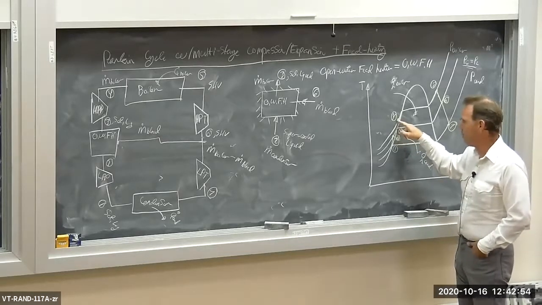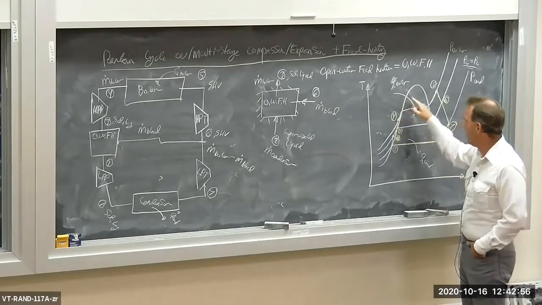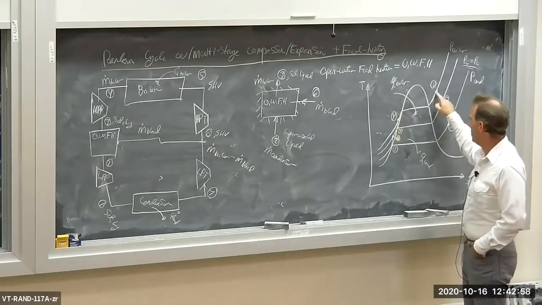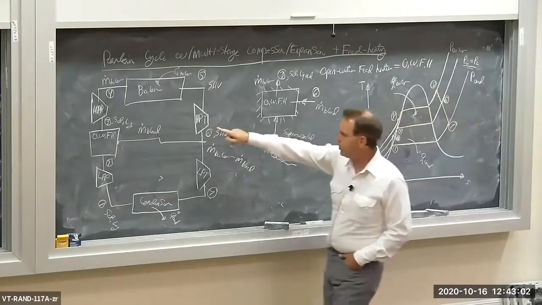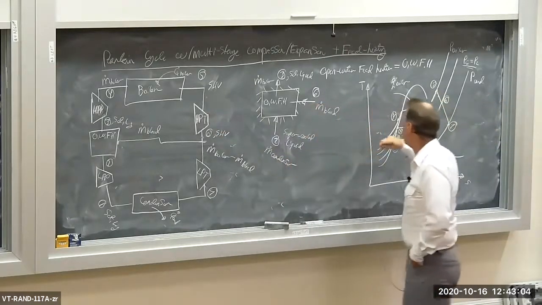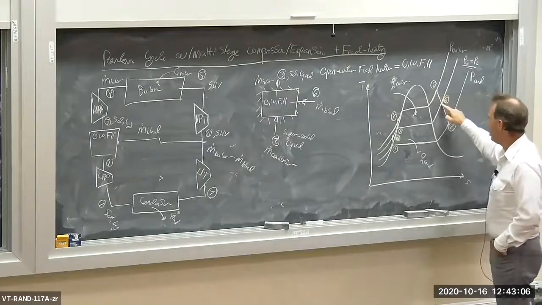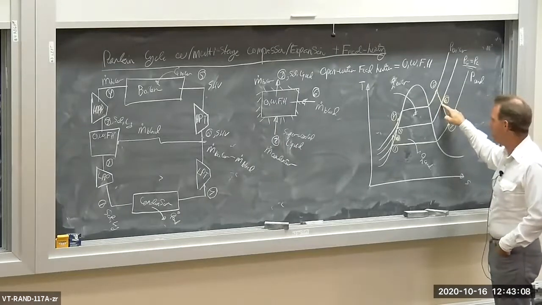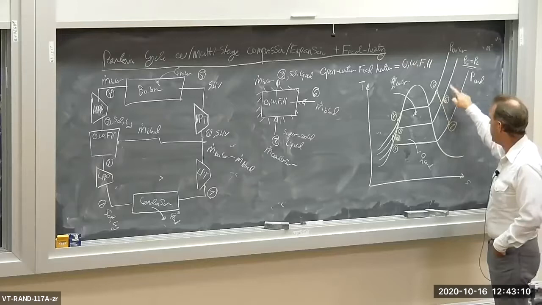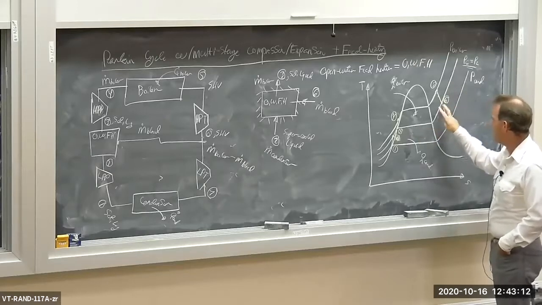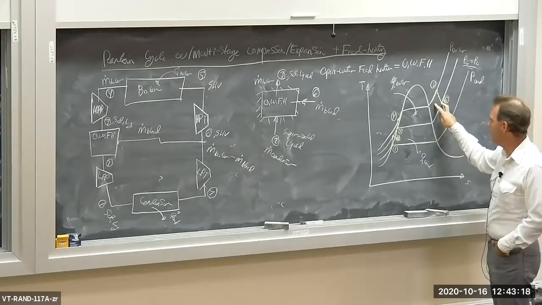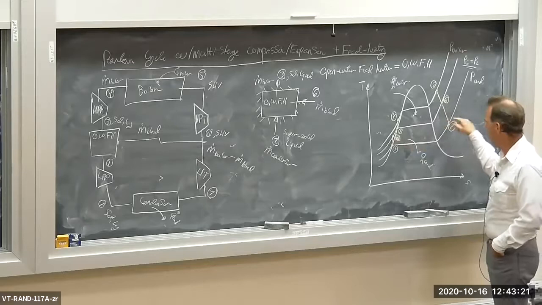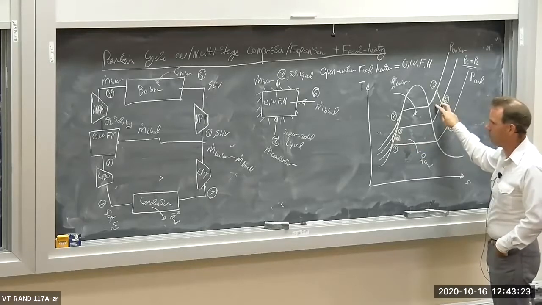The exit of the high pressure pump, we're at the boiler pressure. We add the heat in the boiler. We end up, let's say, at a superheated vapor going into the high pressure turbine. That's state 5, superheated vapor. Then we expand in the high pressure turbine down to the intermediate pressure. Notice there's an increase in entropy here. The high pressure turbine presumably is irreversible. So are the pumps. All the turbines and pumps I'm drawing here are irreversible.